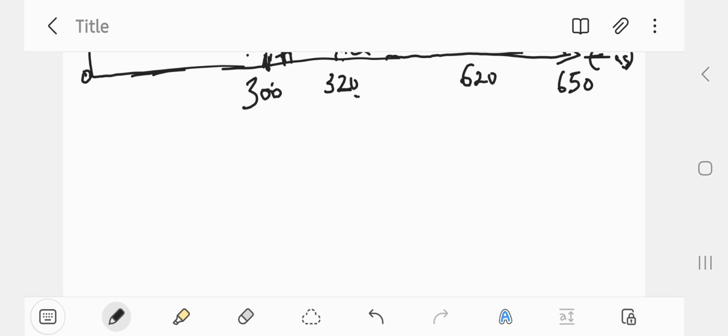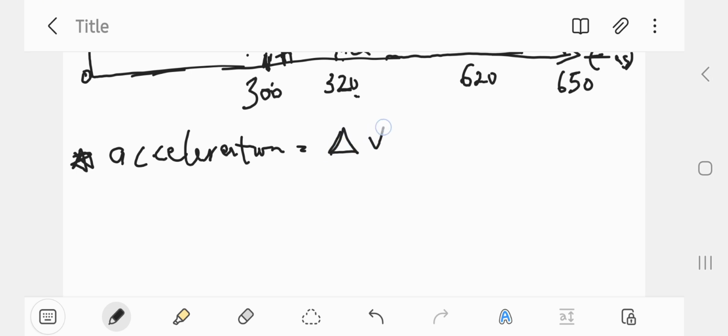The second question now is that we should find the acceleration. The velocity changes from 15 meters per second to 25 meters per second. And as you know, acceleration is equal to change in velocity, let me use the delta to represent the change in velocity, all over change in time. Okay?